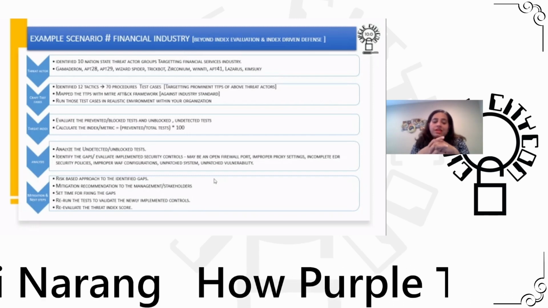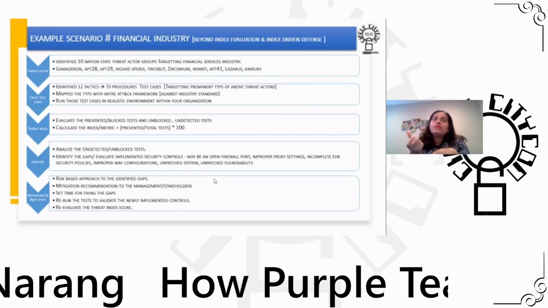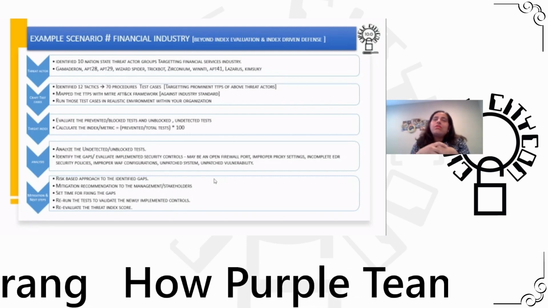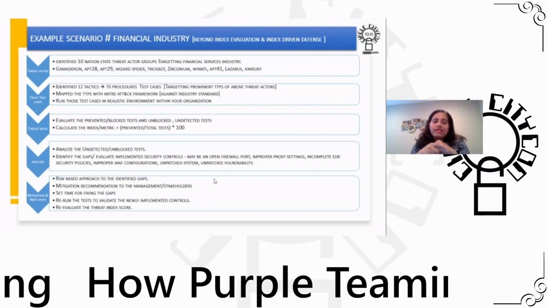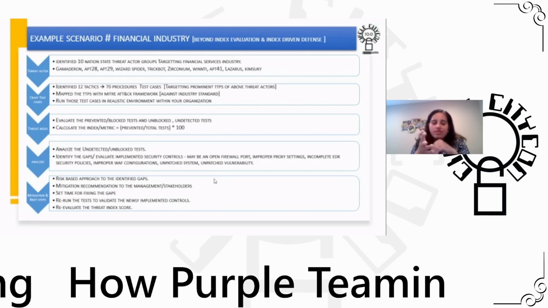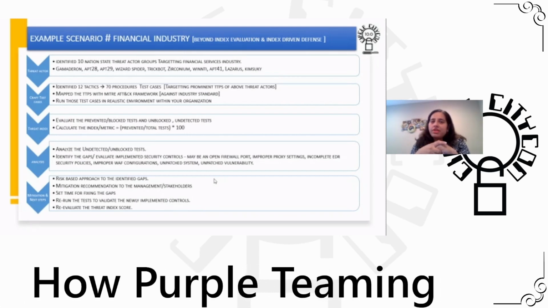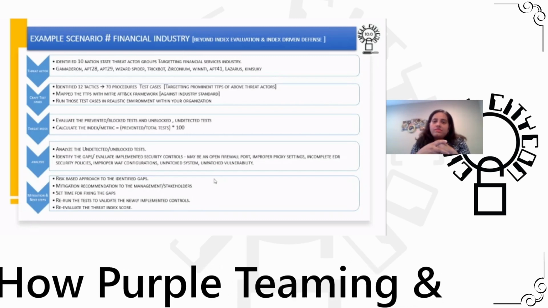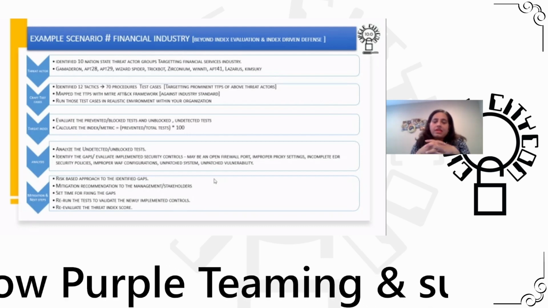The mitigation was that we provided a risk rating for all the undetected or unblocked actions we identified. We took a risk based approach for them. Mitigation recommendations were given to the management, to the team leads, to all the stakeholders, and we set some separate time for them to fix those gaps. Here comes the next step.